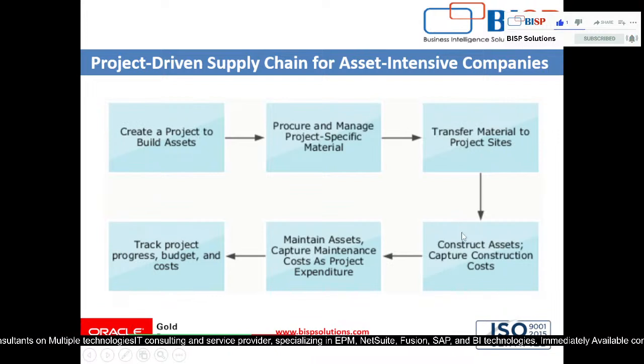And the construction, we construct our asset and capture the construction cost and also the maintenance, right? And we capture the asset and maintenance cost as per the project expenditure, and then we can track our project progress, specific progress, budget, and cost as well, right? So this is a project driven supply chain for asset intensive companies, right?